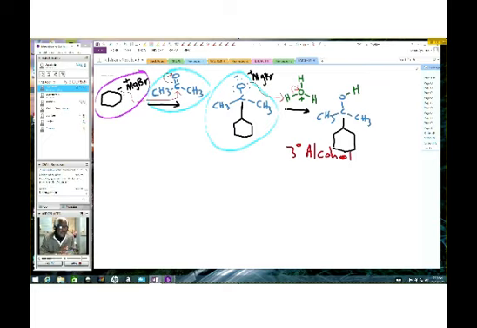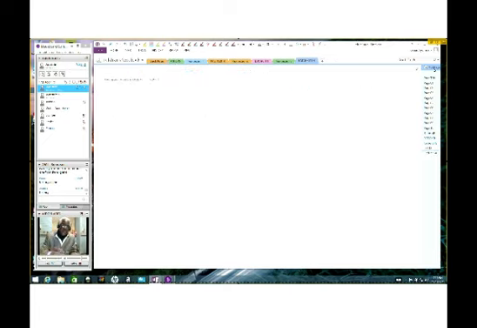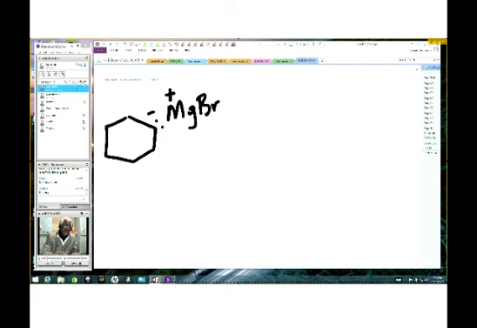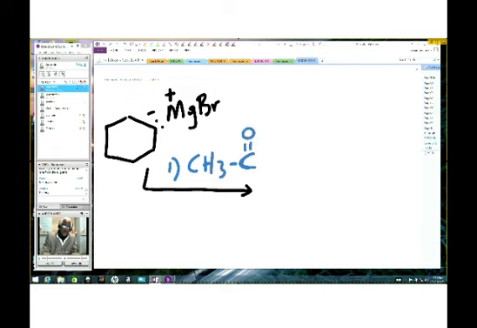Now, supposing we have the same Grignard reagent react with, say, step 1. By the way, what class of compound is this here, the one I've just given you to react with the Grignard reagent? An aldehyde. Excellent. Okay, so we have step 1, the Grignard reagent reacting with an aldehyde. And then step 2, we add hydronium ion.